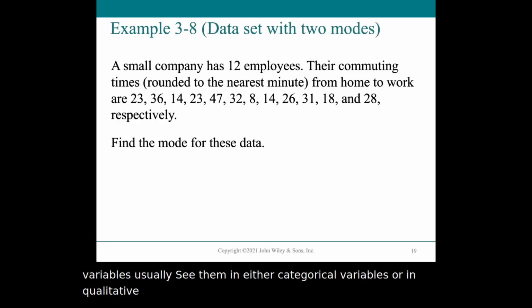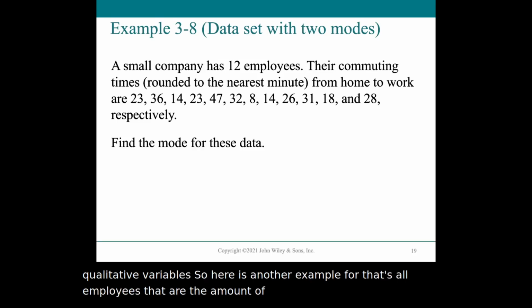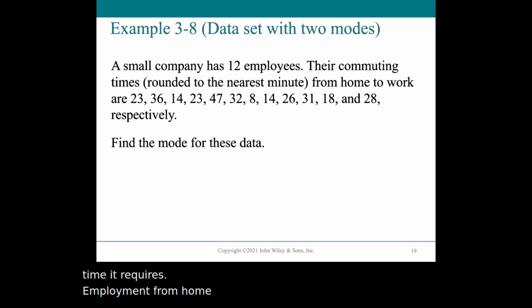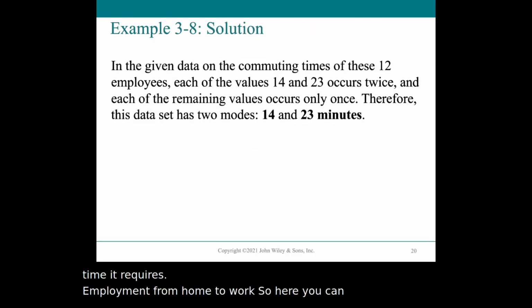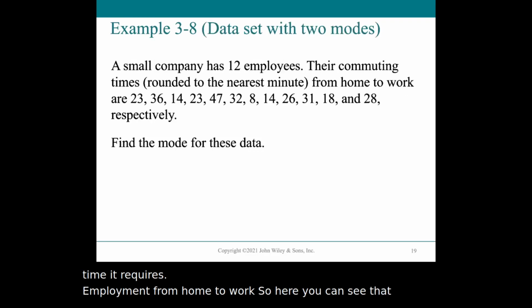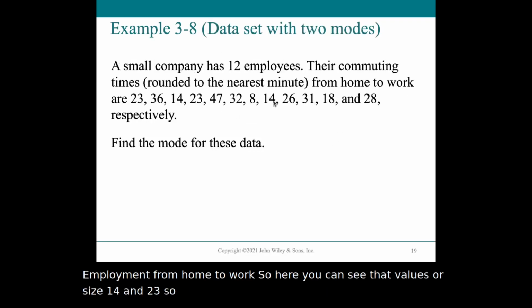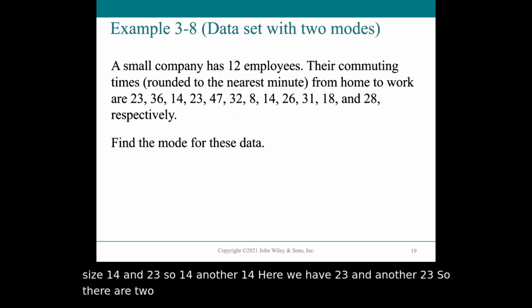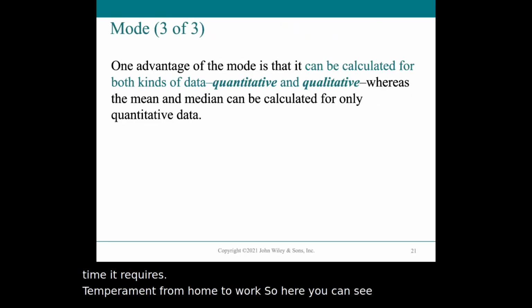So here is another example, for 12 employees, the amount of time it requires them to commute from home to work. Here you can see that two values occur twice, 14 and 23. So 14 and another 14, and 23 and another 23. There are two data that occur exactly twice, so you have two modes, or this is actually bimodal data.